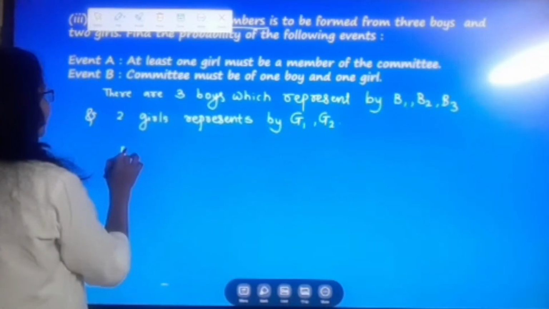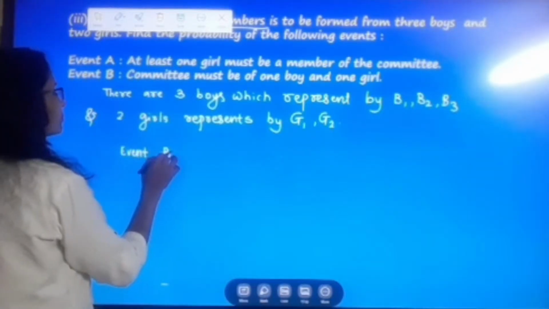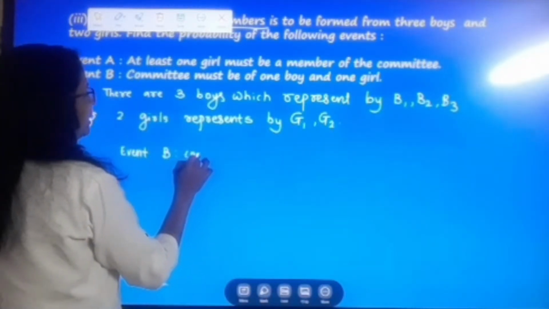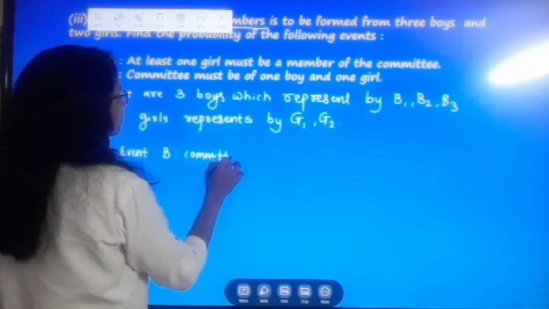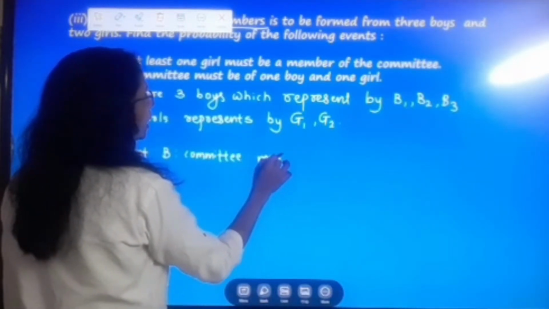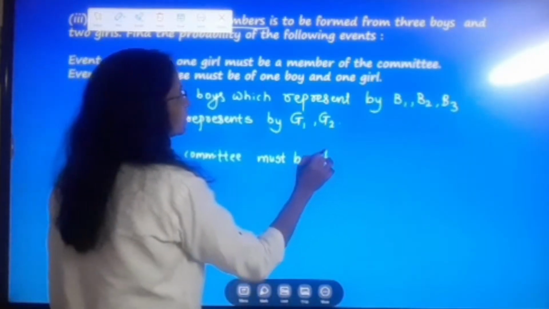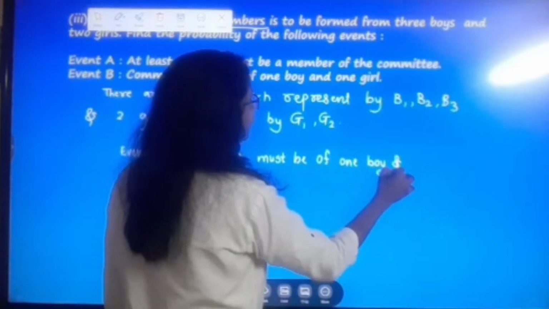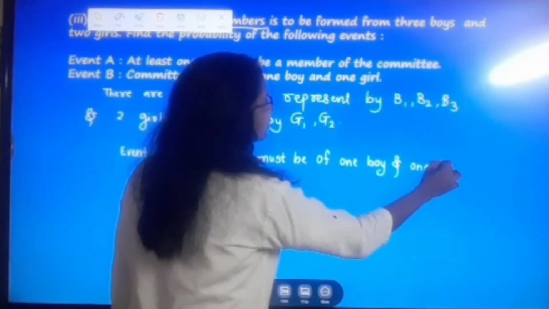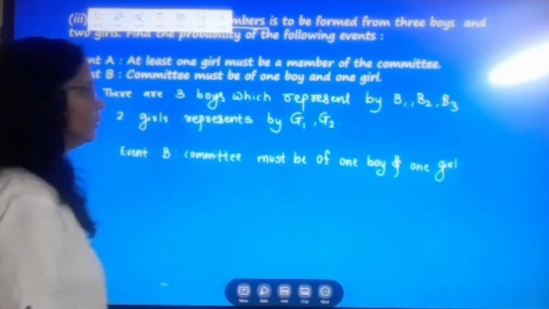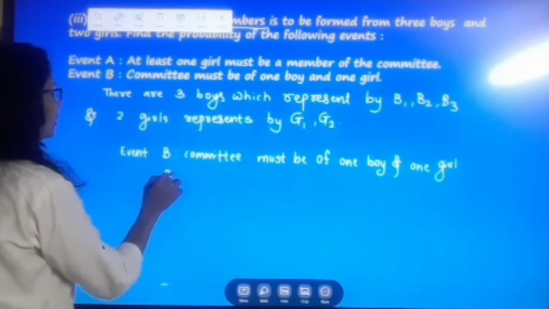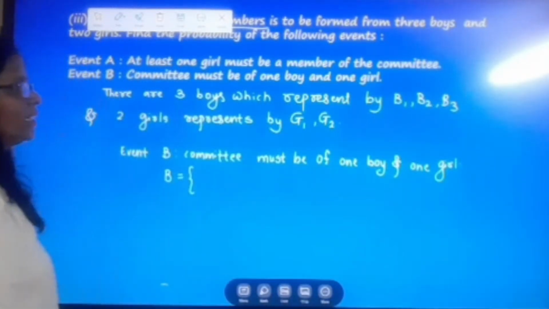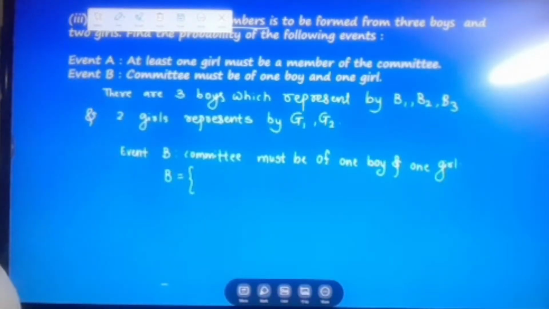Now the event B, that committee must be of one boy and one girl. Okay students, so here I write down in the B. There is no sample space, I wipe out that. Okay, do not worry about that, we can write down one boy and one girl.